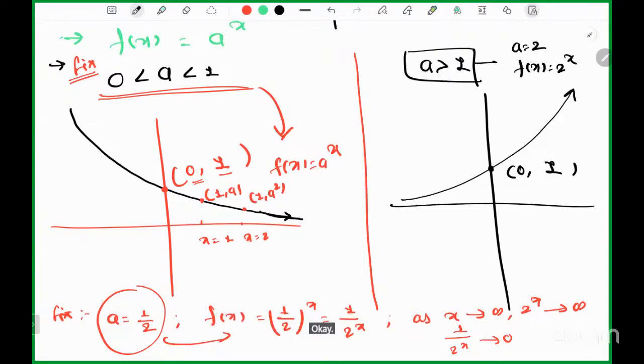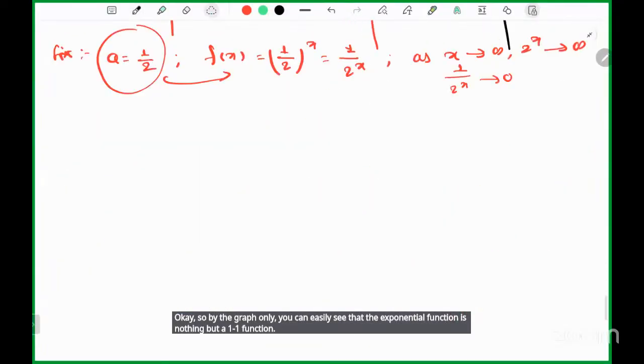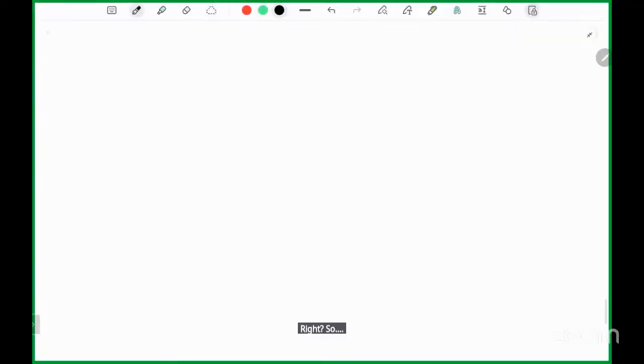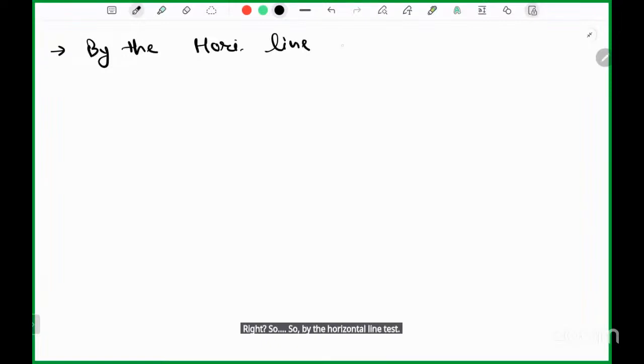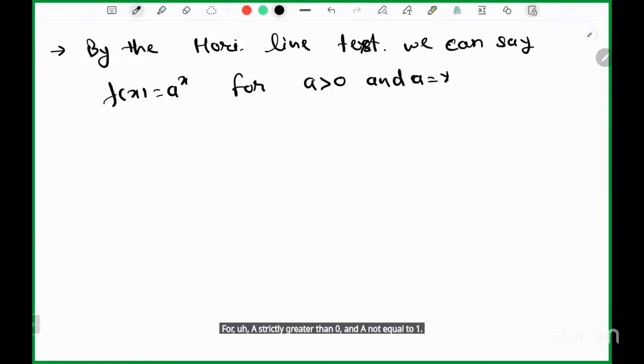Okay, so by the graph only, you can easily see that the exponential function is nothing but a 1-1 function, right? So by the horizontal line test, we can say f of x equal to a to the power x for a strictly greater than 0 and a not equal to 1 is a 1-1 function.